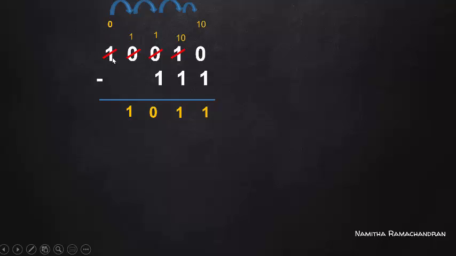Again here we have the left value is 0. And here we have no other value. And we can directly put the 0 here. So this is the result of our subtraction: 01011. Okay. Thank you.